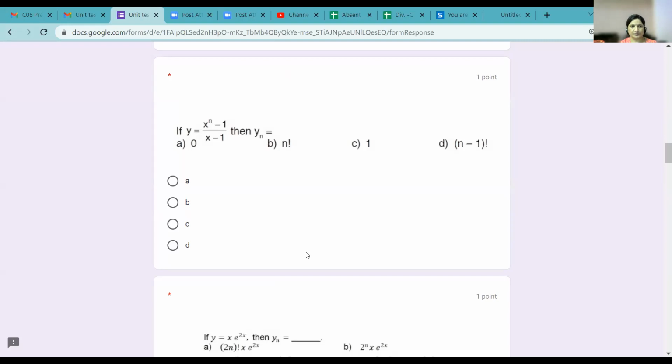Yes, ma'am, during the paper. x raised to n minus 1. You can put it as x raised to n minus 1 raised to n. A square minus b square is a plus b into a minus b. Otherwise, you can consider derivatives. x raised to n, put 1, 2, 3 in place of n.